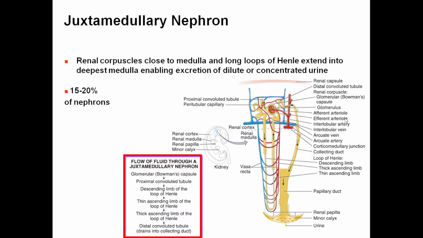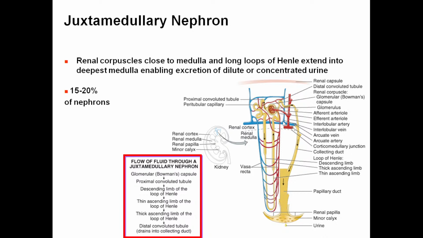And here on the slide, you can see the structure of the juxtamedullary nephron. In this case, the renal corpuscle lies close to the medulla, and there is a long loop of Henle extending into the deepest medulla, enabling excretion of diluted or concentrated urine. And there will be a small difference in the structure of the loop of Henle.